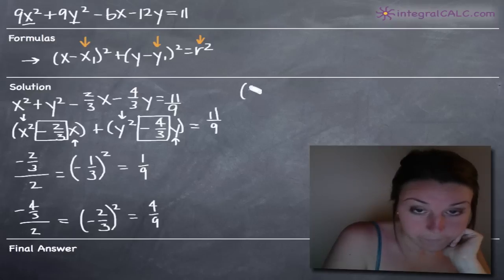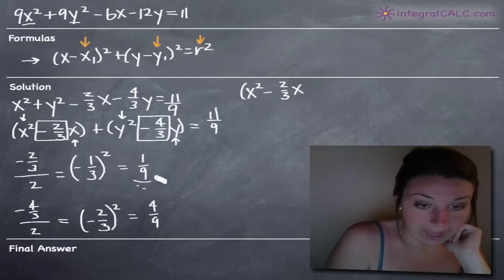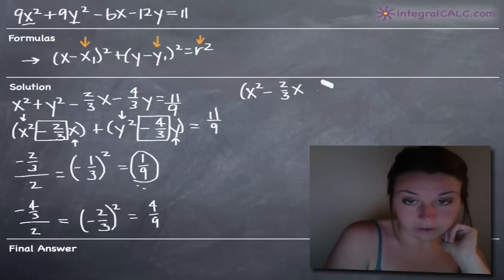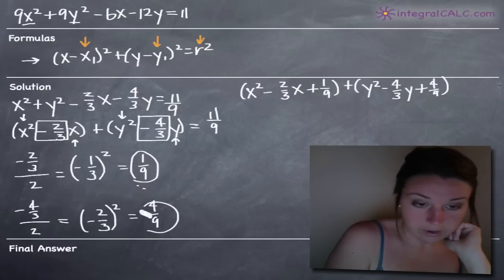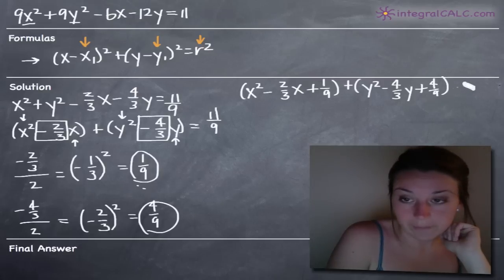So we'll get x squared minus 2/3 x, and then we want to add this to our x terms, and that completes the square. I'll show you why in a second. So plus 1/9, plus y squared minus 4/3 y plus 4/9, right? Because we got that here when we completed the square with respect to y.